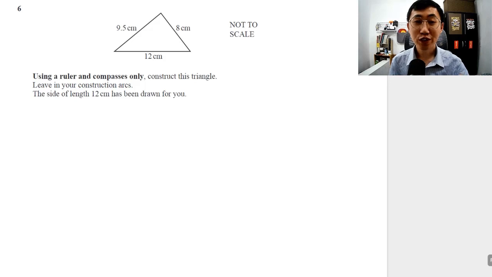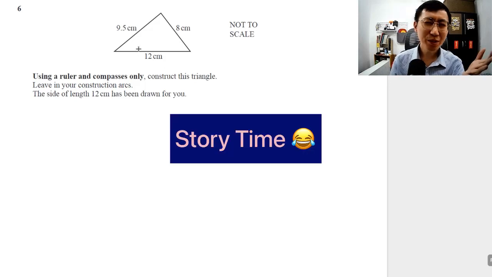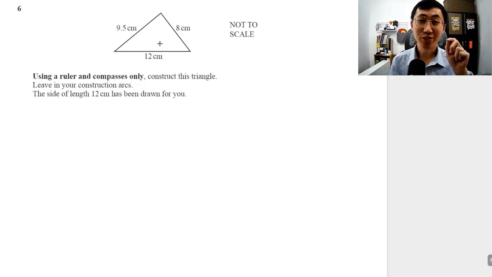Question 6, construction question. So a story a little bit, I hope you don't mind. I used to observe this student, right? He was actually blanking out in this kind of construction question, and he was just holding his construction tools, and I asked him, hey, why don't you start doing your question right here and right now? And he told me, because the question never says use pencil or pen, so he doesn't want to do. So if you read the question, right, using a ruler and compass only, he asked me how to do without using pencil.